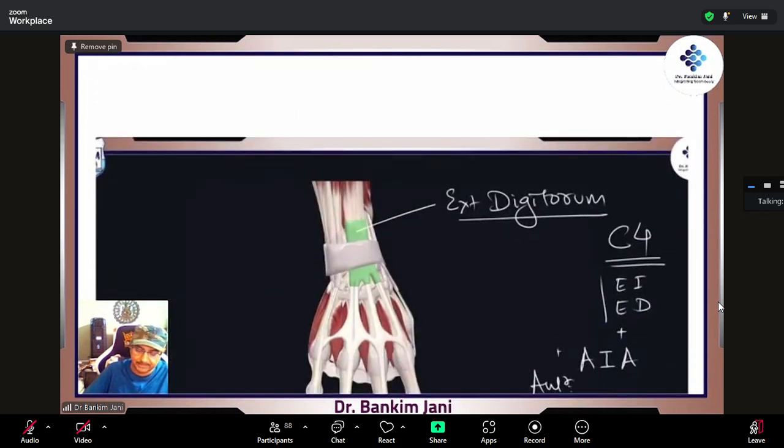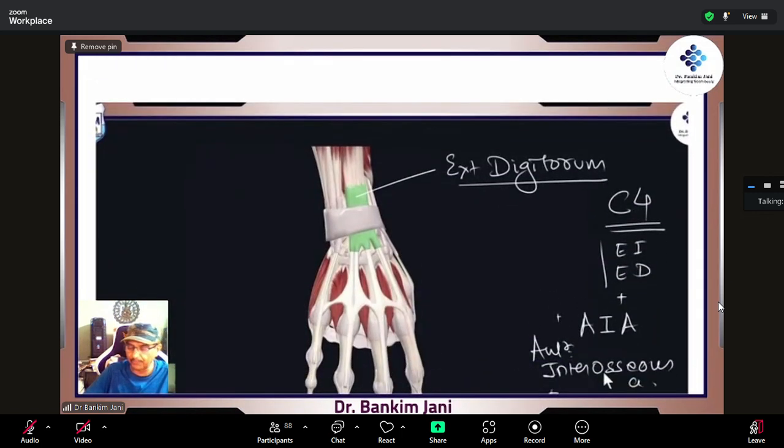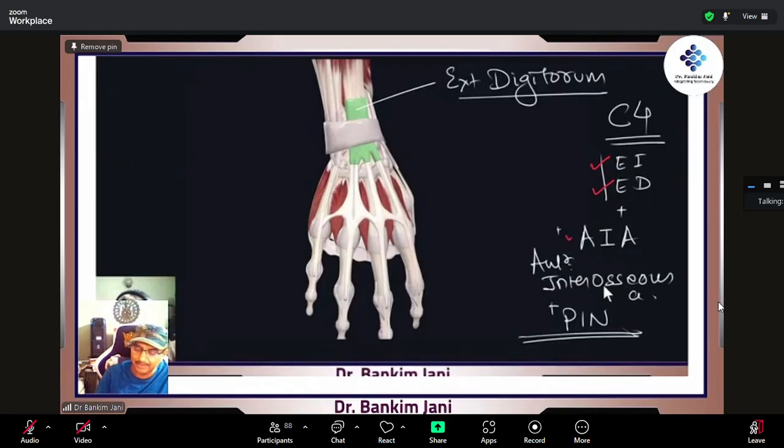And the extensor digitorum, this is chamber 4. So in chamber 4, we have extensor indicis, extensor digitorum, and the anterior interosseous artery and posterior interosseous nerve.